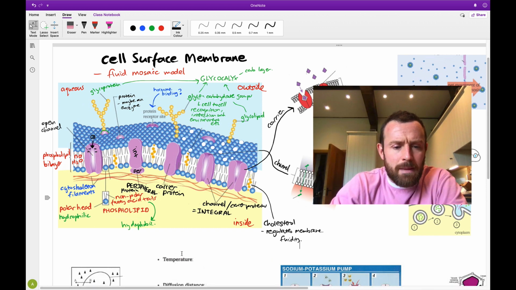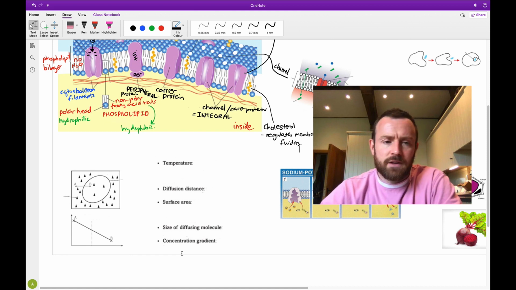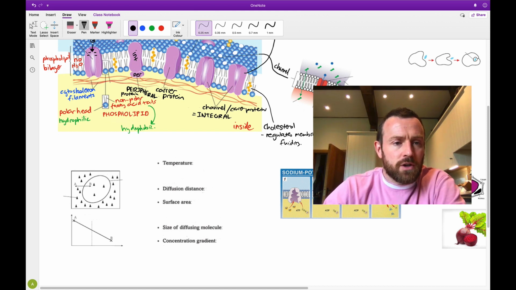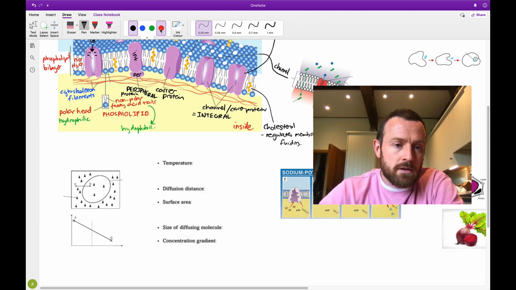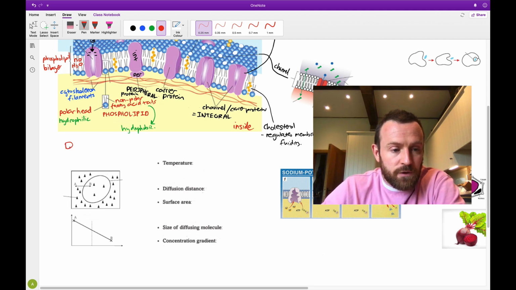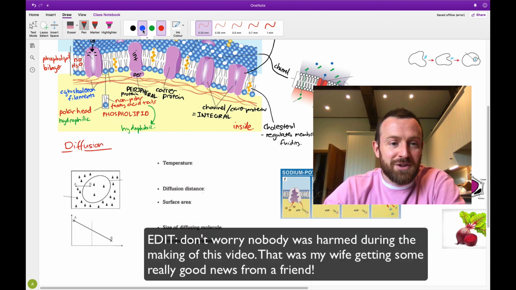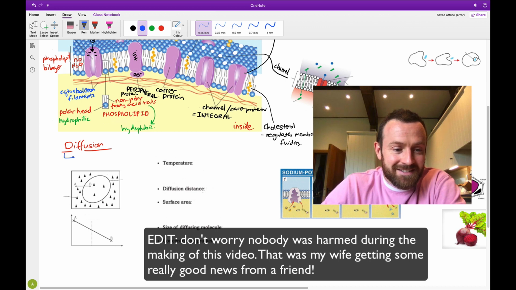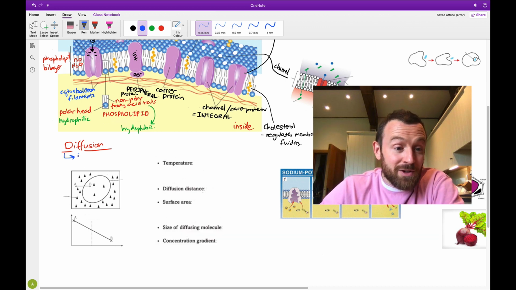So first of all, let's think about diffusion. Simple diffusion is the simplest way that things can get across the membrane. So diffusion happens from a high concentration to a low concentration.